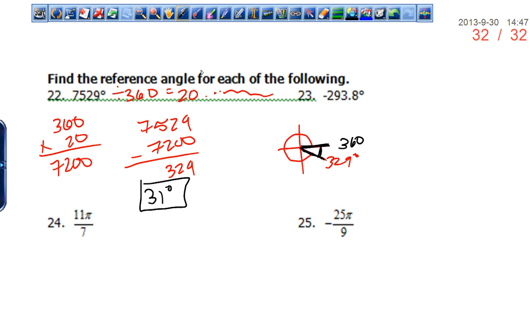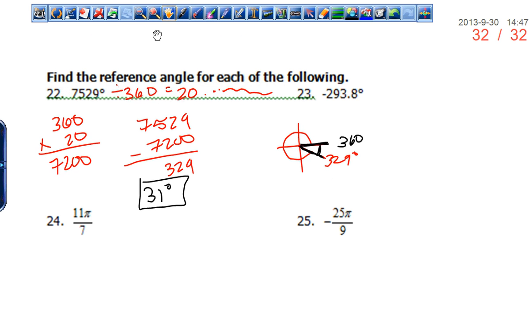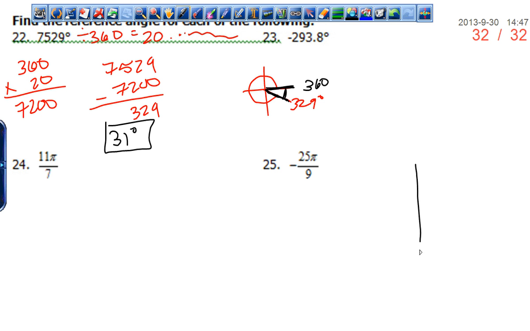Shall we do another? Okay, negative just means we're going the other way. I'm not going to spend time going over degrees. Let's go to like 25. Okay, this is where fractions just get the best of us. All the way around the circle, in terms of ninths, would be 18 pi over 9, or 2 pi.